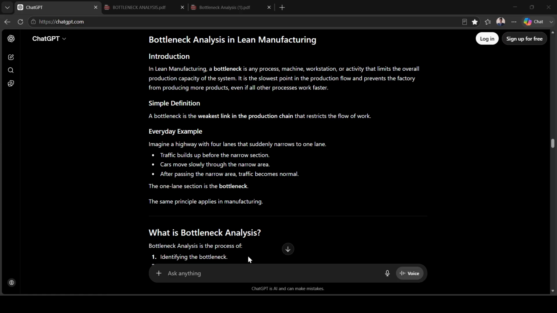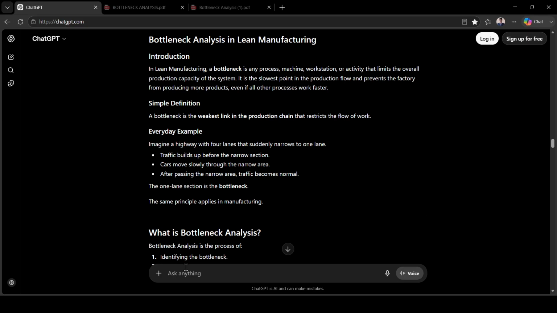Today we are going to discuss an important topic in lean manufacturing, bottleneck analysis. A bottleneck is any process, machine or operation that limits the overall production capacity of a manufacturing system, just like the narrow neck of a bottle restricts the flow of liquid. A bottleneck restricts the flow of production. So today we will discuss everything: what a bottleneck is and how to handle it in lean manufacturing.